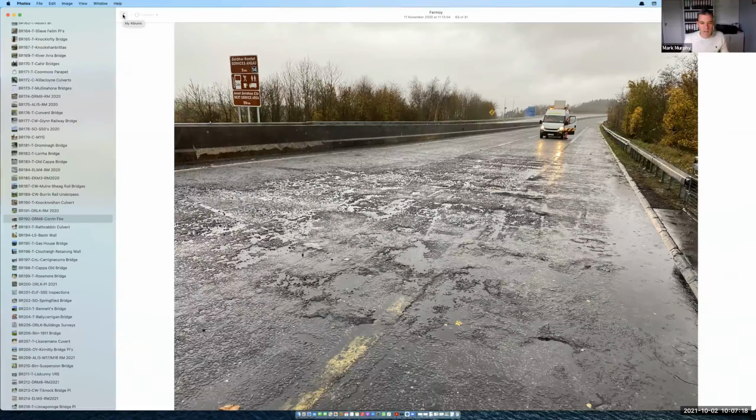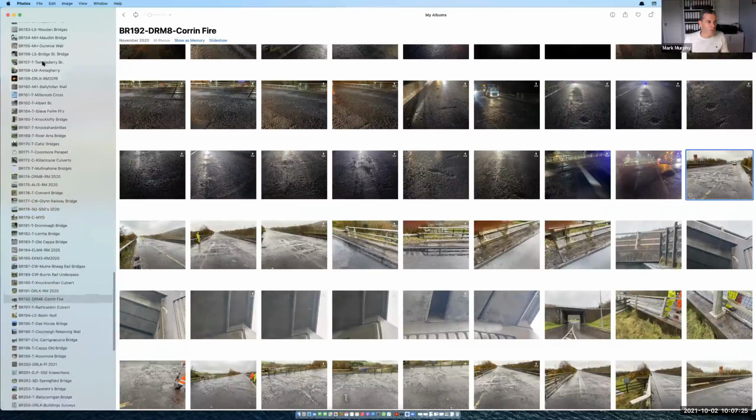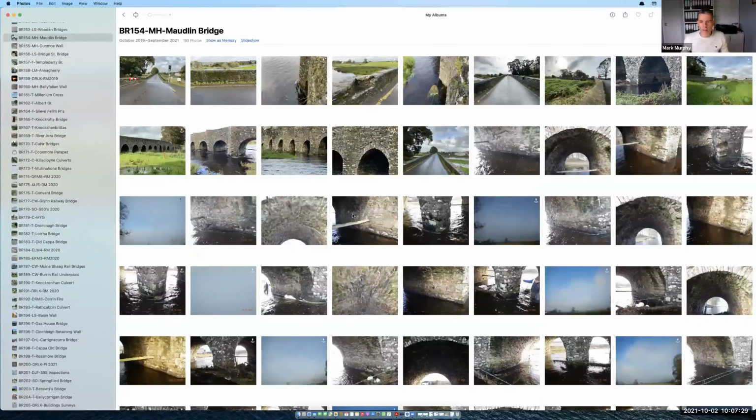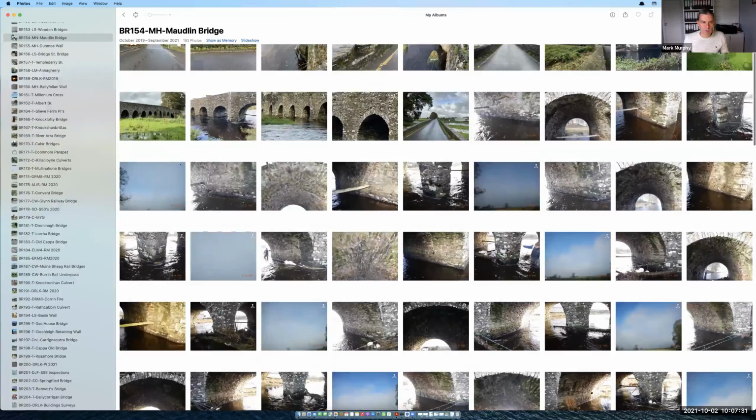Another job, maybe this one. I'm just giving you a flavour of what I do as an engineer. This is a bridge in Meath. Again, it's a really famous bridge up in Kells.